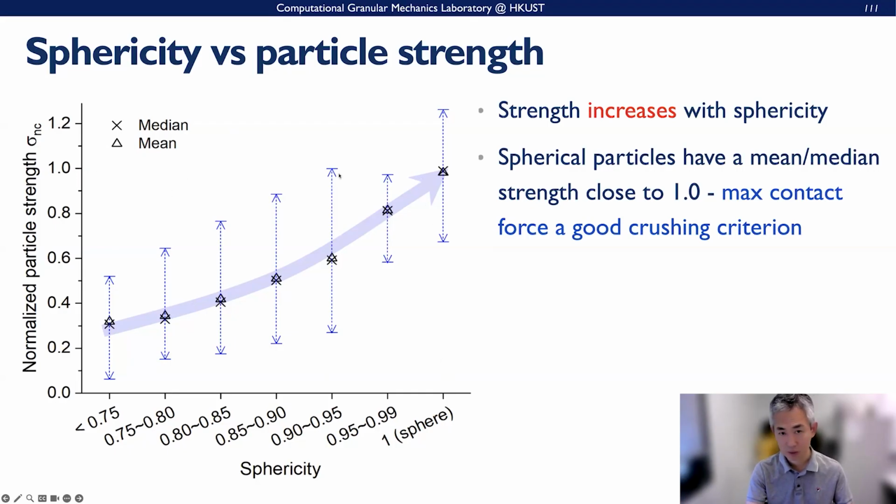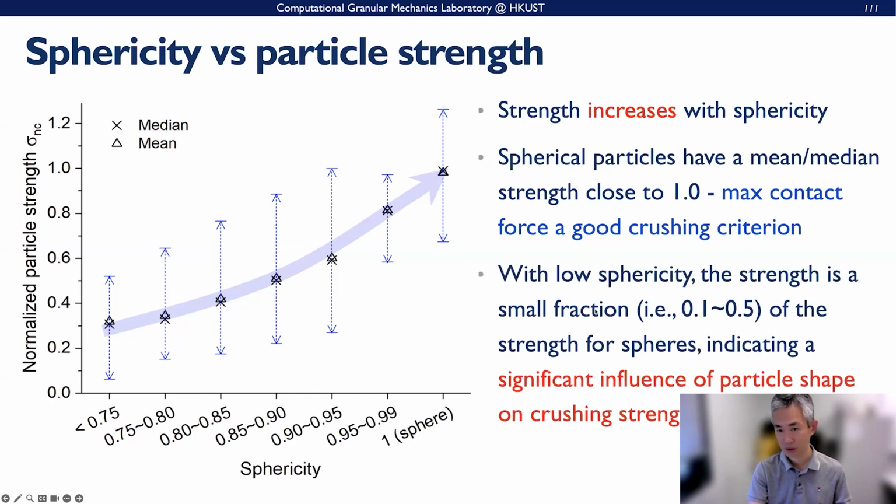You can see that this is 1 and this is 1 here, right? And these are the maximum contact force. This suggests that the maximum contact force serves as a very good crushing criterion. You remember our normalized particle strength is normalized by the uniaxial compression. That means that the maximum contact force will serve as a very good crushing criterion here.